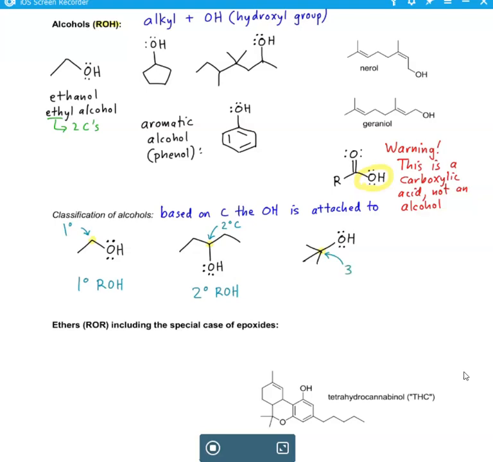And then you probably know where this is going. In the third example, the carbon that the OH group is attached to has 3 other carbons. Thus, it's tertiary, making this a tertiary alcohol.